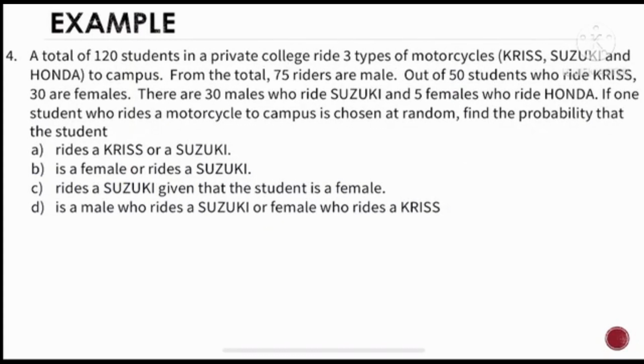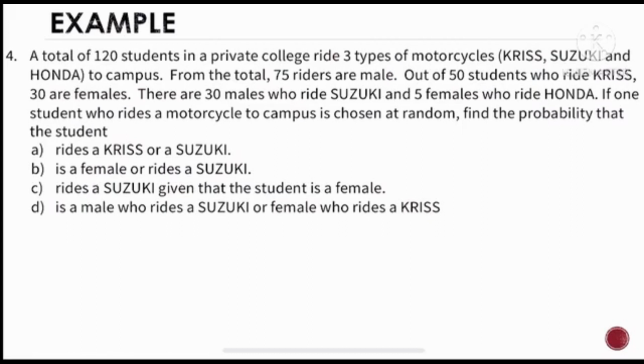Example 4 is, a total of 120 students in a private college ride 3 types of motorcycle, Chris, Suzuki, and Honda to campus. From the total, 75 riders are male. Out of 50 students who ride Chris, 30 are females. There are 30 males who ride Suzuki and 5 females who ride Honda.